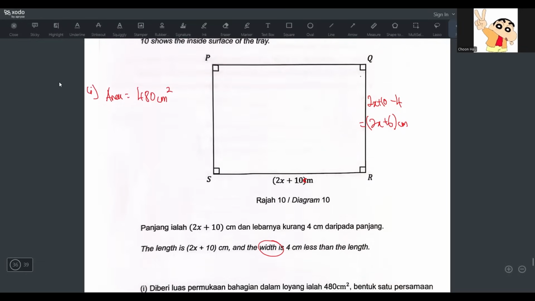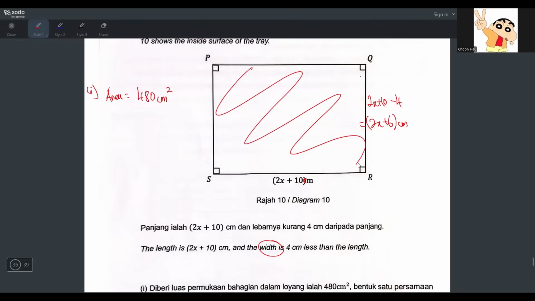All right, so let's scroll up. So how to get the area of this, the inside surface area? This is a rectangle, so just do base times height. And also the unit is already there, because this one is in cm squared, this one is cm. So cm times cm is cm squared.